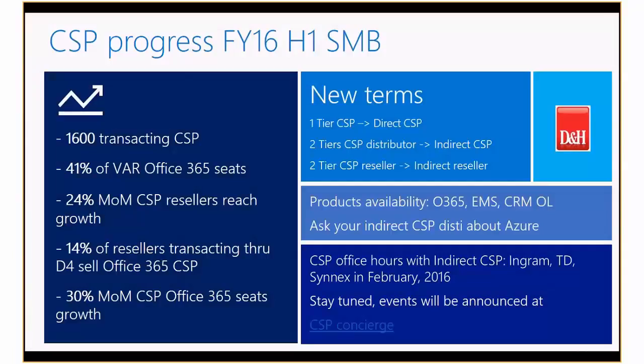All right, so we're going to look at our CSP progress that we've seen through the first half of our fiscal year 16. As you can see, we have about 1,600 partners that are transacting CSP. And that is a great number. We're very proud of that. But we still have ways to go in regards to getting partners to adopt this model. Now, we know this is very disruptive. It's a big change. That's why we're going through this training and getting you a lot of resources to help you through this model. But as you can see, the partners that are transacting in CSP are adding a tremendous amount of growth month over month. I think we're looking at 30% month over month growth.